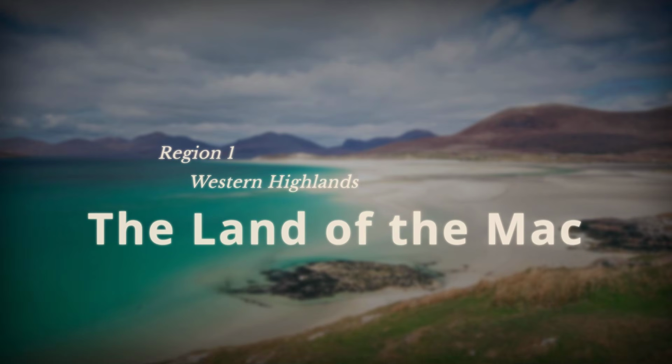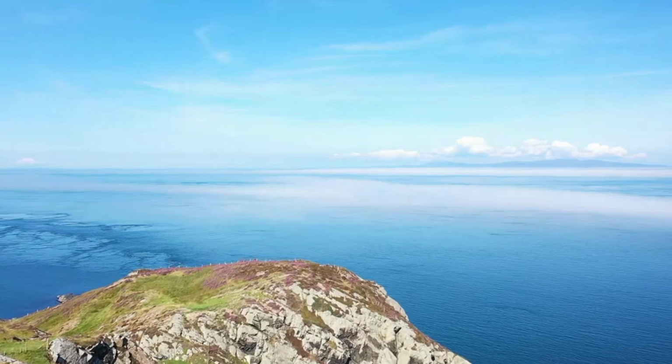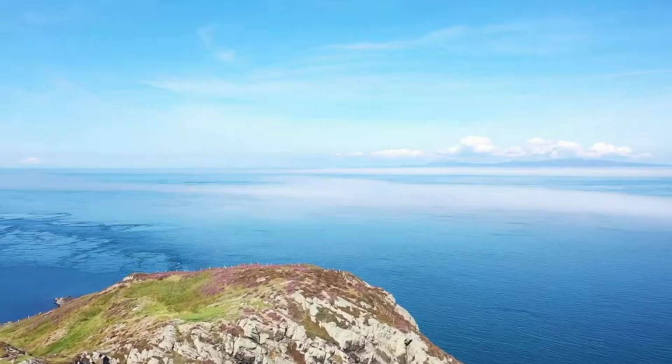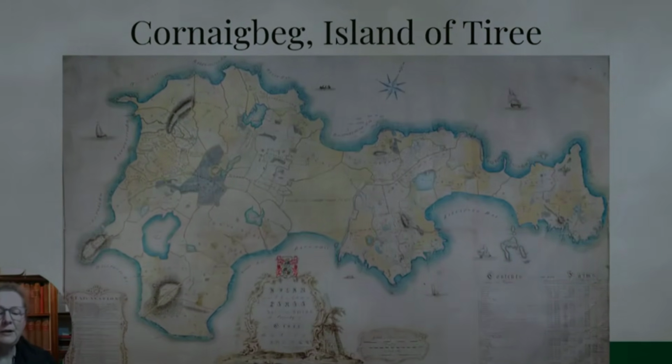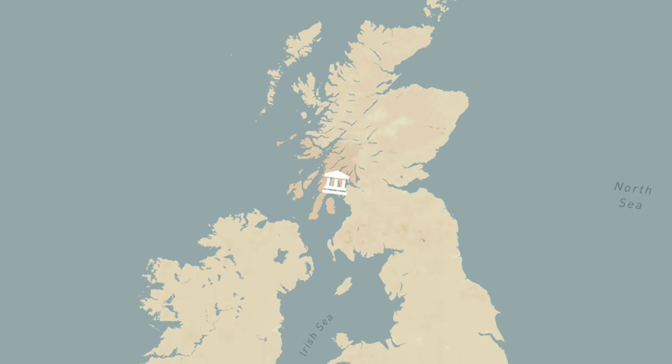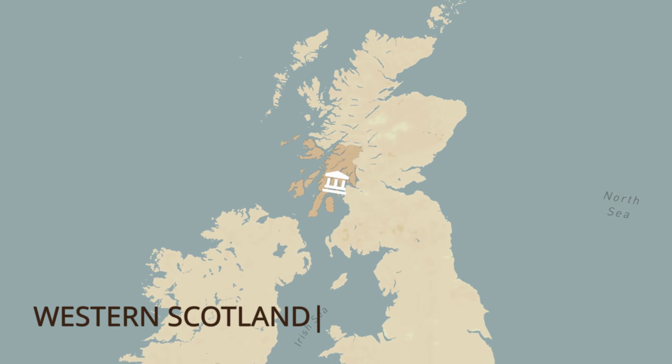Region 1, the Western Highlands and Hebrides, the land of the Mac, where the Gael came from Ireland. If your surname begins with Mac or Mech and your family traces to Scotland, there is a very strong probability that your ancestors came from the western coast, from Argyll, the Hebrides, Skye, or the mainland coast facing the Atlantic.